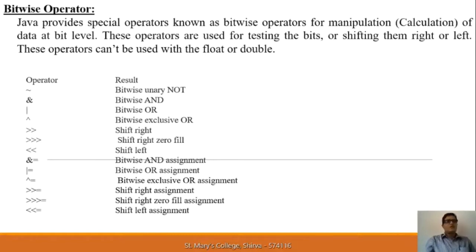Okay, and now we are seeing various kinds of bitwise operators. Let us see what the various kinds of bitwise operators are. Tilde is the bitwise unary operator, single ampersand is bitwise AND, single pipe is bitwise OR, single caret symbol is bitwise exclusive OR, double greater than is right shift, triple greater than is right shift zero fill, double less than is shift left, &= is bitwise AND assignment, |= is OR assignment, and so on. Here >>= is shift right assignment, >>>= is shift right zero fill assignment. So this bitwise operator plays an important role, hence we have to learn this concept.